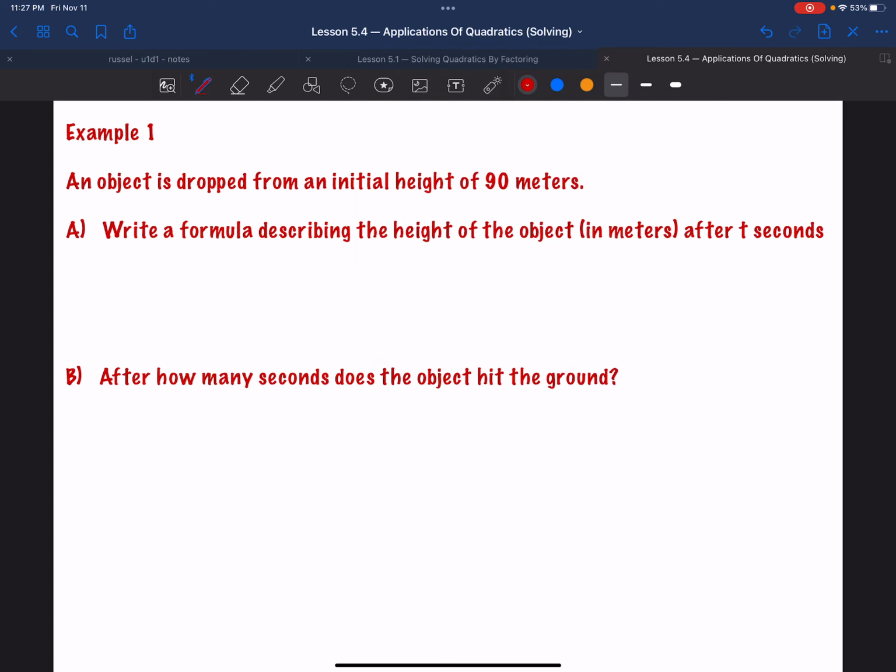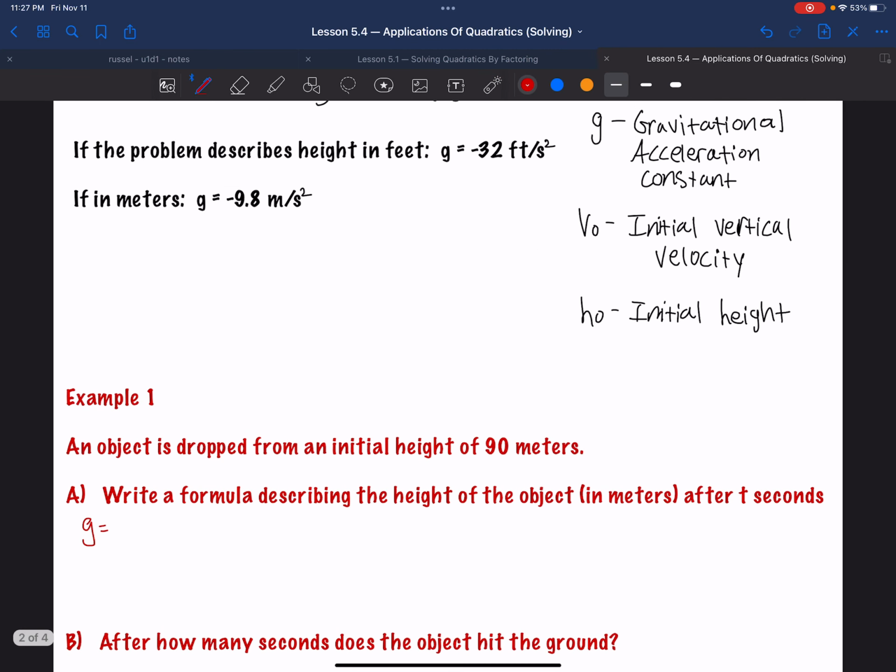First thing is g. Notice my problem is in meters. So I know that g is right here. So if g is in meters, g equals negative 9.8 meters per second squared. So I'm going to say negative 9.8 meters per second squared. Next, now I have v naught and h naught.